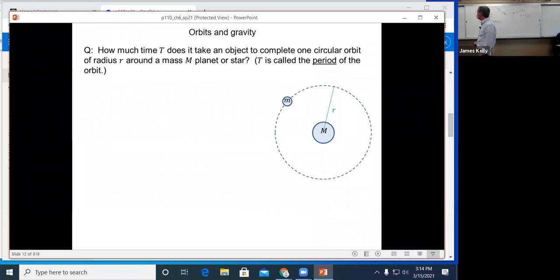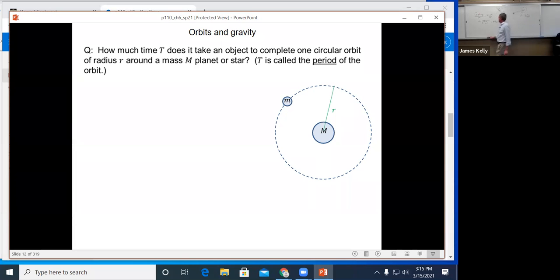Okay. Here's the last question I want to talk about, and this is for the last question on there. How much time, we call that the period, does it take an object to complete one circular orbit? So that capital T is called the period, and that's how much time it takes to go exactly once around. It doesn't have to be a circular orbit. We're going to consider the circular case here. How might I approach that?